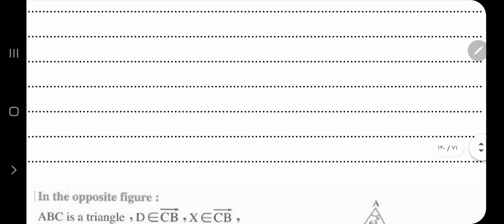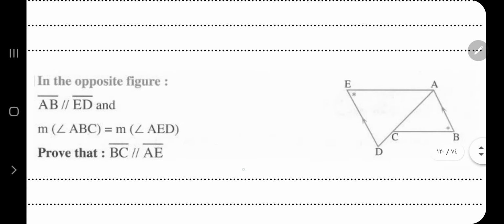Also, the next one is by the same steps, the same idea as the last of the lesson.